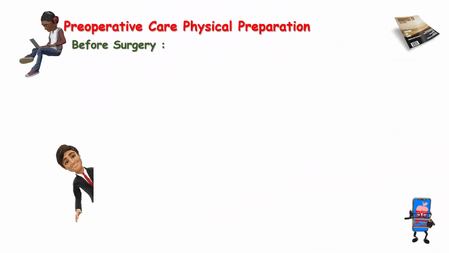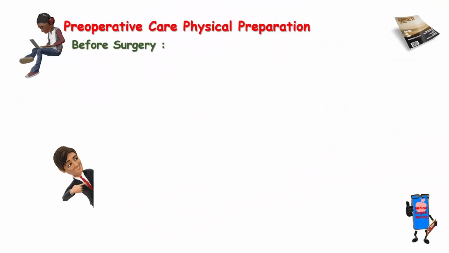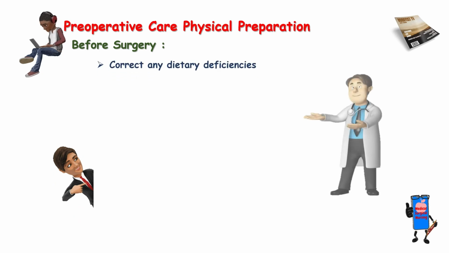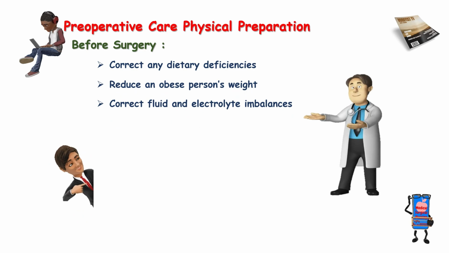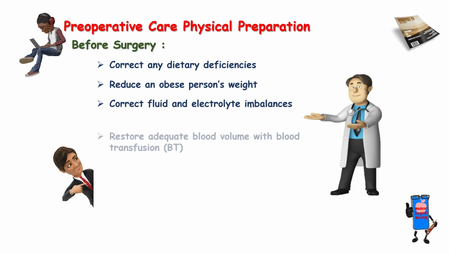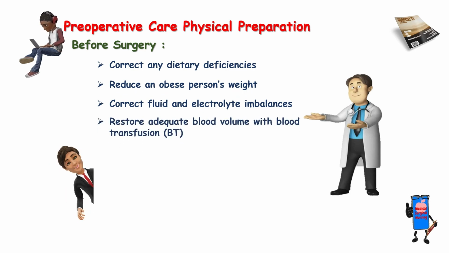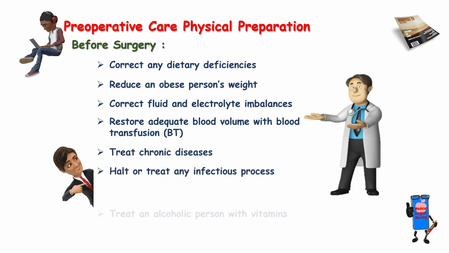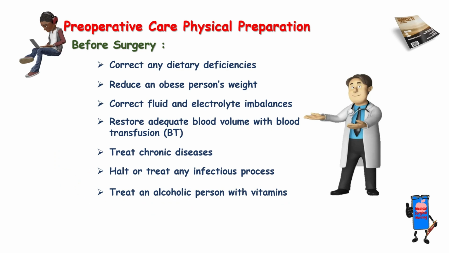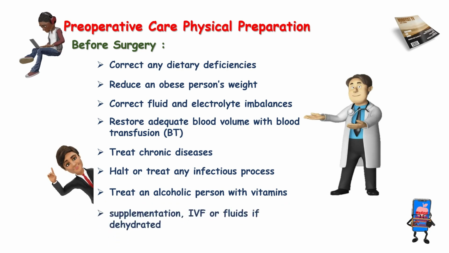Preoperative care. Physical preparation. Before surgery. Correct any dietary deficiencies. Reduce an obese person's weight. Correct fluid and electrolyte imbalances. Restore adequate blood volume with blood transfusion. Treat any chronic diseases. Halt or treat any infectious process. Treat an alcoholic person with vitamins. Supplementation, intravenous fluids if dehydrated.